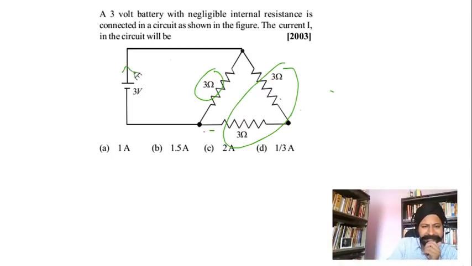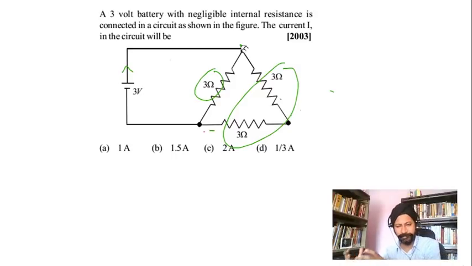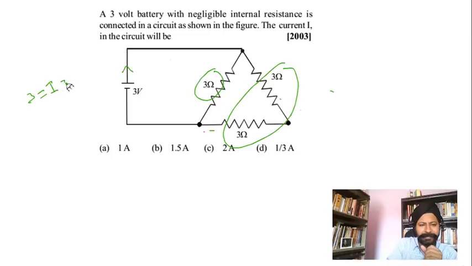Now the battery says I can see there is a 2 ohm network there. I don't care whether the network has 1 resistor or 100 resistors. I have to supply these 2 ohms of resistance. So then it says, okay, V is equal to IR. So that is 1.5 amperes. It's a piece of cake, guys.